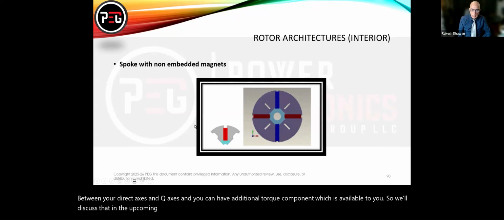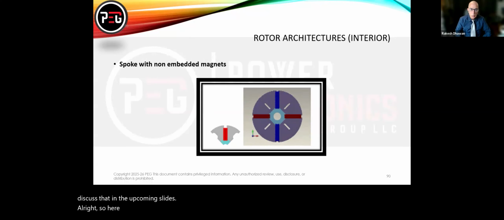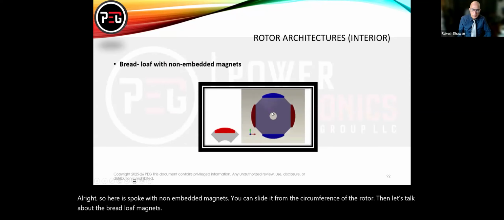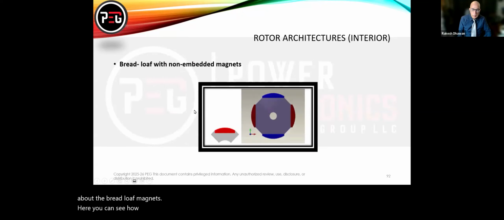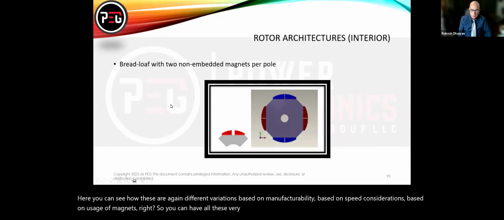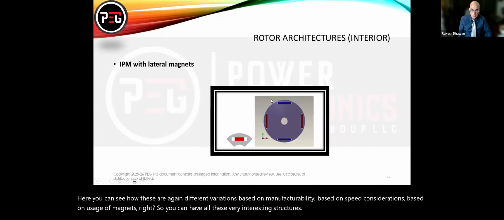All right, so here is spoke with non-embedded magnets. You can slide it from the circumference of the rotor. Then let's talk about the bread loaf magnets. Here you can see how these are. Again, different variations based on manufacturability, based on speed considerations, based on usage of magnets, right? So you can have all these very interesting structures. And here's the IPM with lateral magnets.